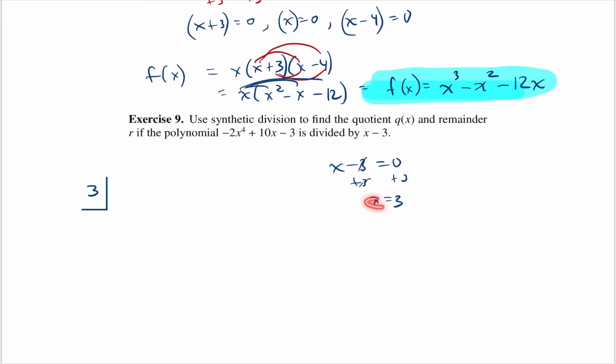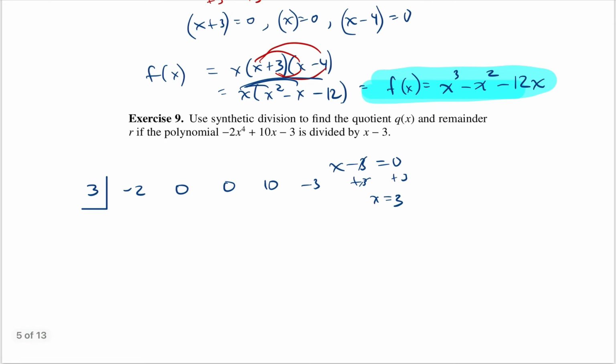I'm calling it c because that's the notation, the letter that they use for that situation. But that's what gets placed into the box, and then you take the coefficients of the polynomial and you write them out. So the first coefficient is negative 2. Notice that the x cubed term is missing. So because there's no x cubed, we have to put a 0 in its place. And then the x squared term is missing. Same thing, you put a 0 in its place. The x term is 10, and the constant coefficient is negative 3. So just be very careful. If you see missing terms in your polynomial, you have to remember to put 0 as placeholders.